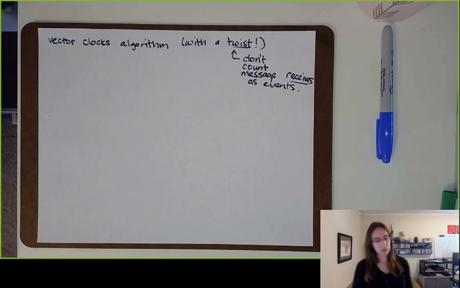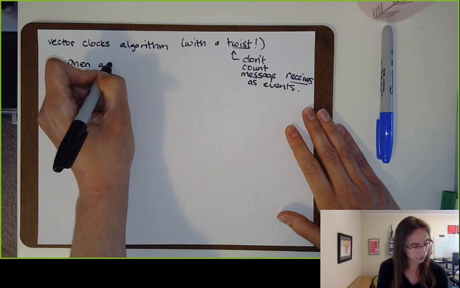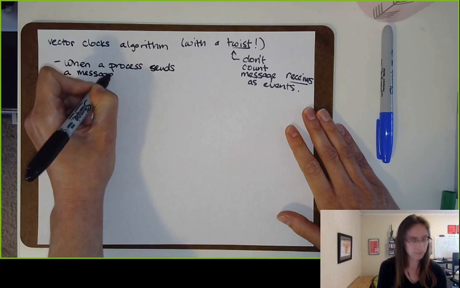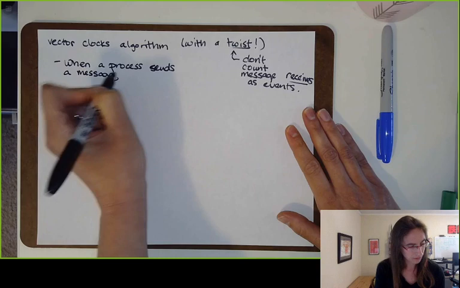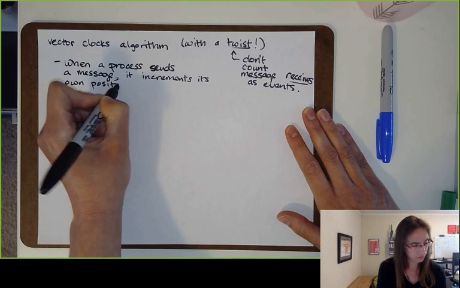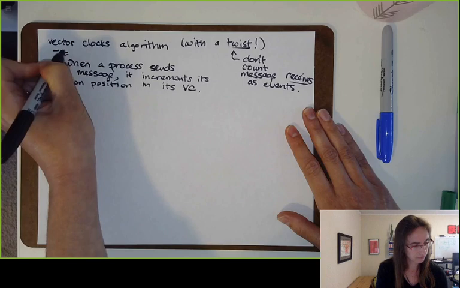So it's going to go like this. I'll say it like this. When a process sends a message, it increments its own position in its vector clock. I guess I should write down the first step that every process keeps a vector clock. That's the same as before.